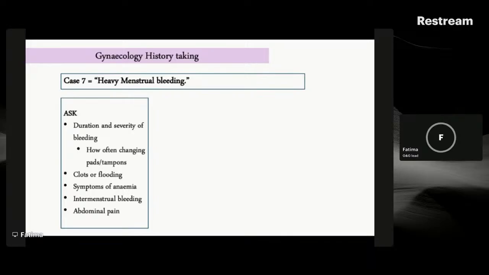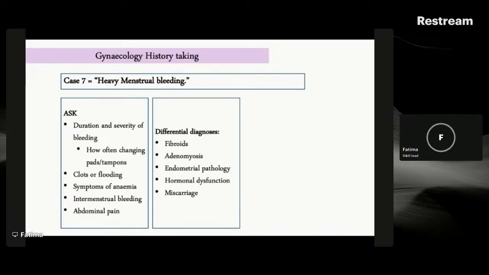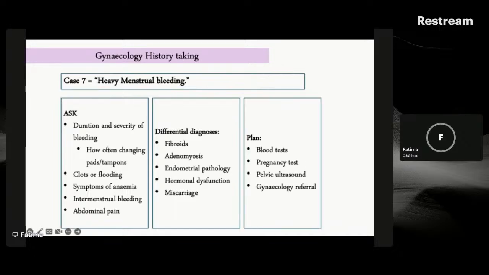Intermenstrual bleeding raises concerns of endometrial pathology, while pelvic pressure symptoms might suggest fibroids. Adenomyosis typically causes painful, heavy periods in multiparous women. As we said, fibroids, adenomyosis, endometrial pathology, hormonal dysfunction as well, and miscarriages. These can all cause bleeding that is quite heavy during periods.